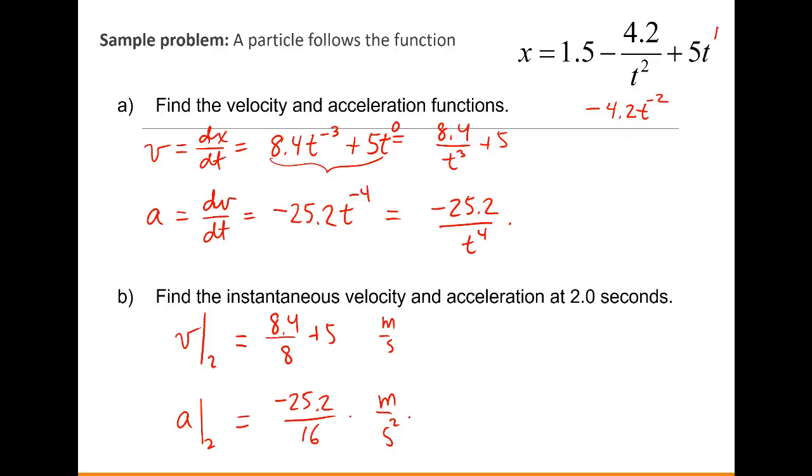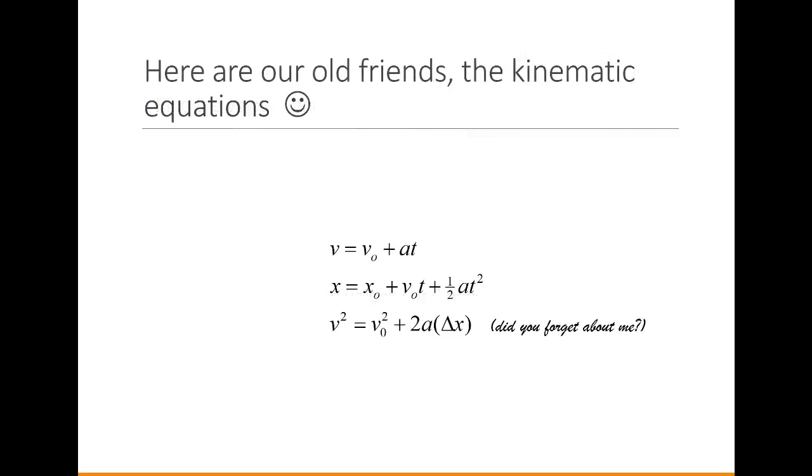Okay, now many of you have studied physics before, and if you did, you probably studied the kinematic equations of motion. And so here they are. V equals V initial plus AT, X equals X initial plus V initial t plus 1/2 AT squared, and V squared equals V initial squared plus 2A delta X. And I like to call that the forgotten equation. So make sure you don't forget about that one.